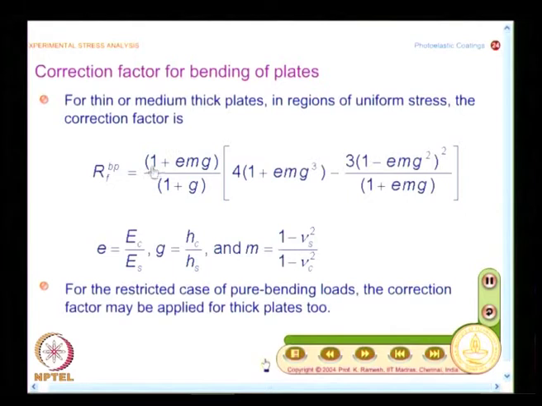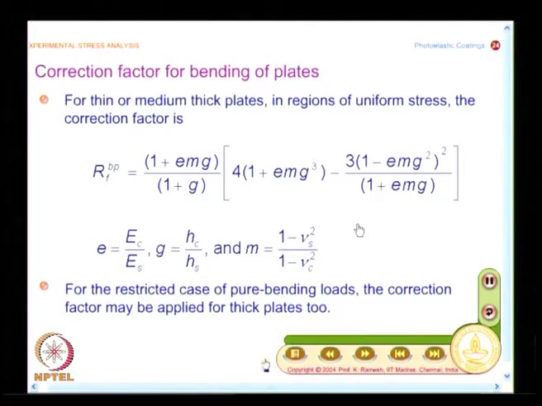So, for bending of plates, I have R of BP is given as 1 plus E m g divided by 1 plus g into 4 into 1 plus E m g cube minus 3 times 1 minus E m g squared whole squared divided by 1 plus E m g. And this is for a generic expression. For the restricted case of pure bending loads, the correction factor may be applied for thick plates too.